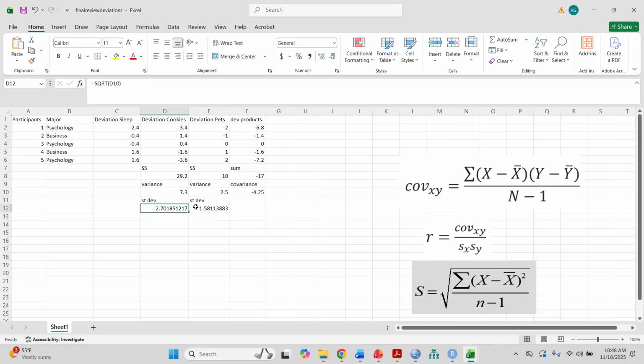Okay, so now we've got our standard deviation of x and our standard deviation of y. And now we can finally get our Pearson's r, correlation coefficient, which is going to equal our covariance that we found divided by this times this, which equals negative 0.99. Wow, that is a very strong negative correlation. So for whatever reason, the more cookies you eat, the less pets you own, is what that would be suggesting.